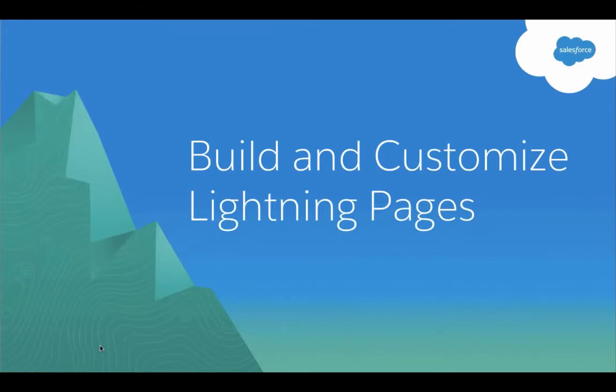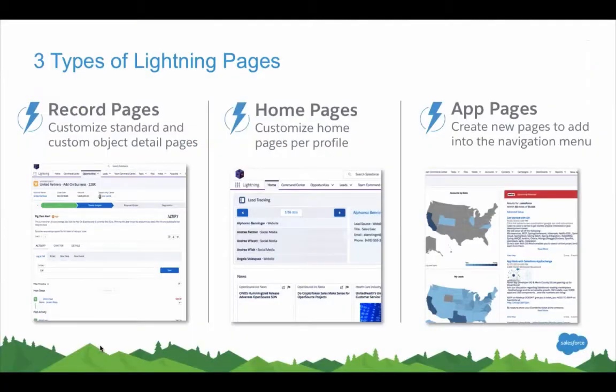So let's talk about the pages and the specific use cases you can customize with App Builder. There are three types of pages. We have record pages, which are the standard and custom object detail pages that all of your users interact with. We have home pages as well. Home pages are your landing page. The first time an end user opens up Lightning Experience, the first page they see is the home page. And then finally, we have app pages. These are pretty cool. The app pages are fully customized solutions that can be deployed on both desktop and mobile.